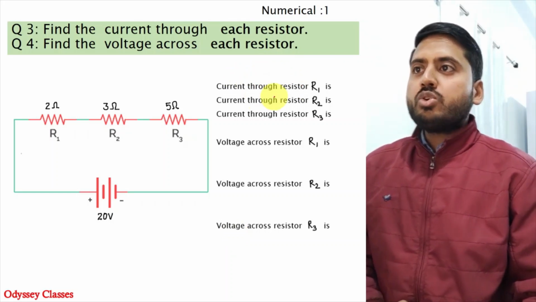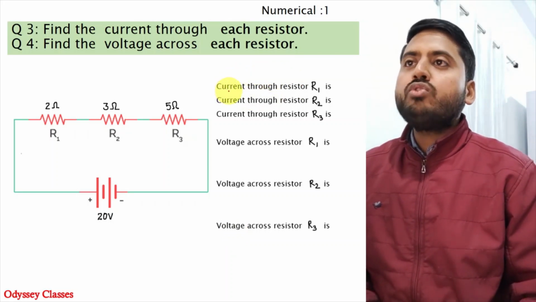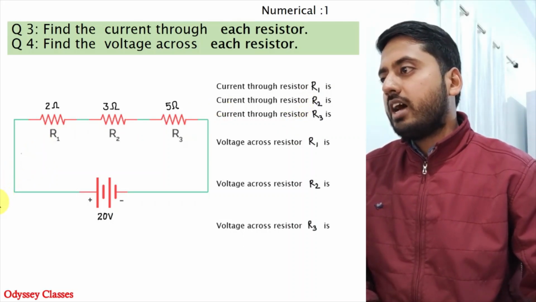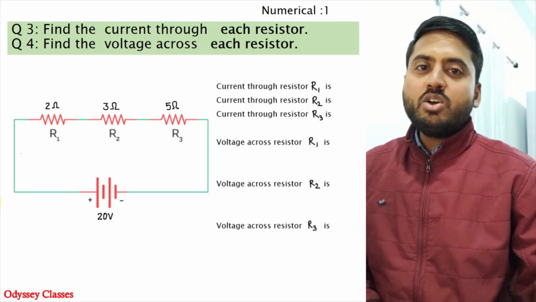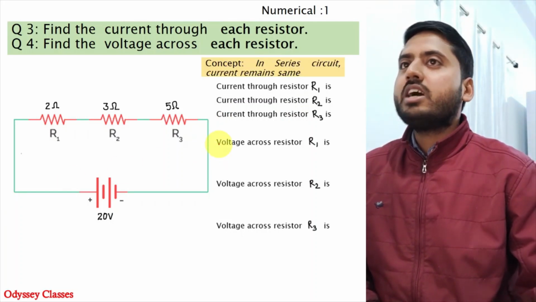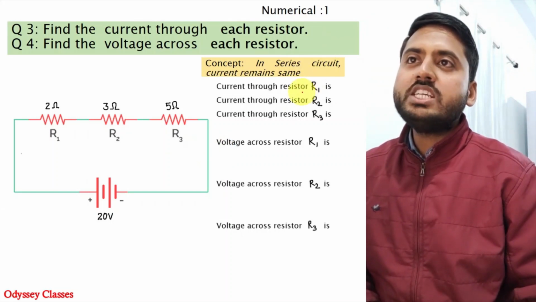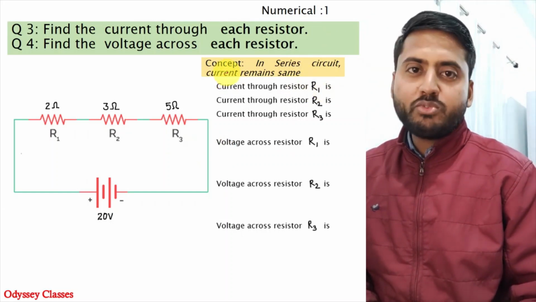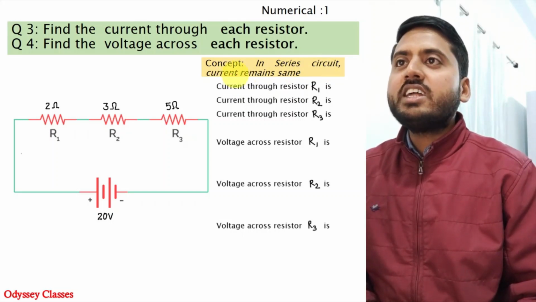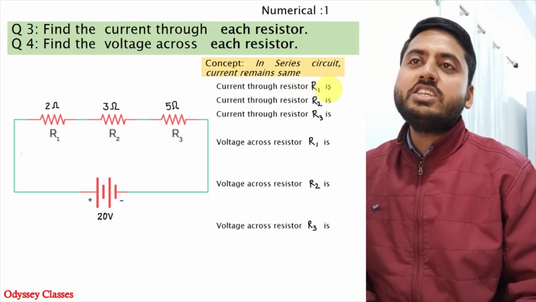Okay, so how to find the current through each resistor? Now in case of series circuit, you don't have to do any calculation. Whatever current you have got in step 2, the same current will flow through each resistor. This is a concept that we have to remember in series circuit. In series circuit, current remains same in each resistor.